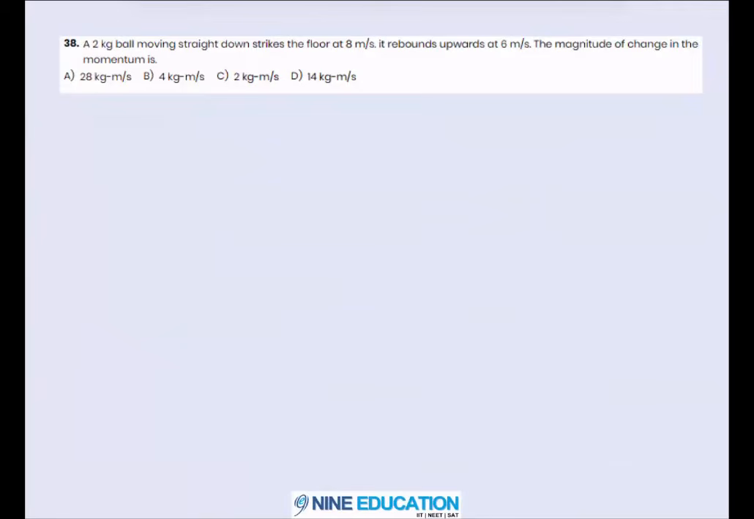Okay. Now, in this particular question, the initial velocity is already given, or the velocity before the collision. Let's say the velocity before the collision is 8 meter per second, but as it is moving in the downward direction, I will write it as minus 8 meter per second. And the velocity after collision is 6 meter per second in the upward direction.